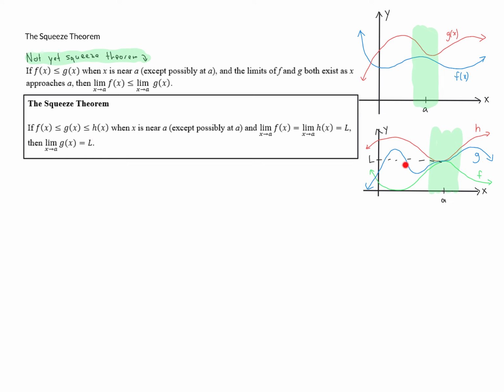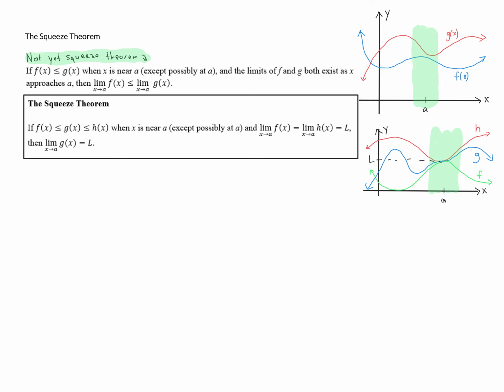Basically, if g is stuck between h and f, and it could be doing lots of crazy things in here, but if it's squeezed in between those two, and h and f end up having the same limit, meaning they're both squeezing together and approaching the same value, that means that g has to share that same limit because it is stuck between them. And the reason that this ends up being useful is because sometimes g is a weird function and it's hard to work with.